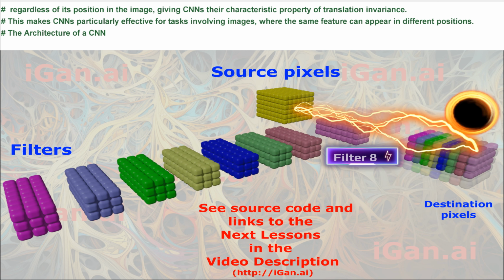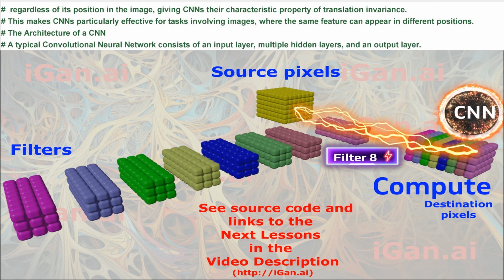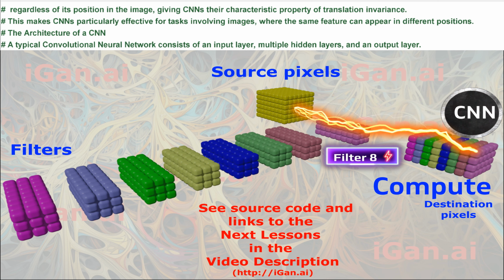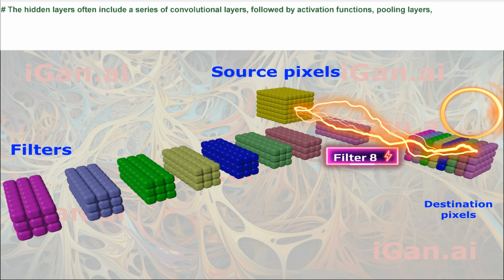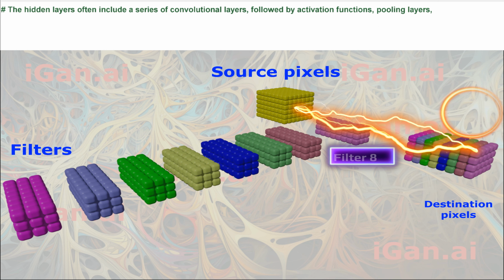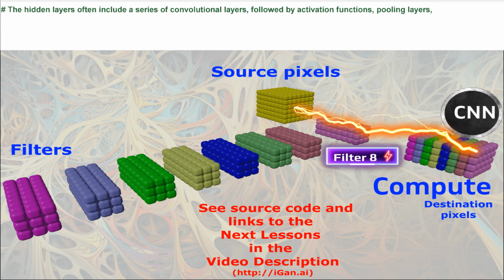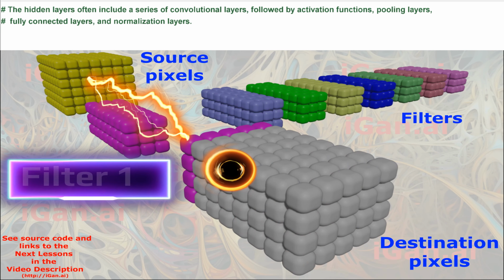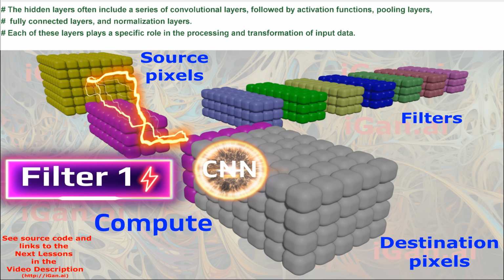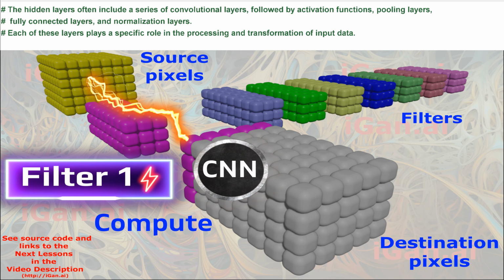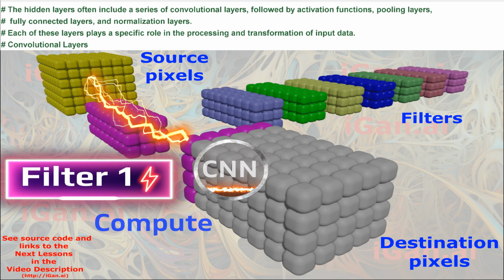The architecture of a CNN. A typical convolutional neural network consists of an input layer, multiple hidden layers, and an output layer. The hidden layers often include a series of convolutional layers, followed by activation functions, pooling layers, fully connected layers, and normalization layers. Each of these layers plays a specific role in the processing and transformation of input data.